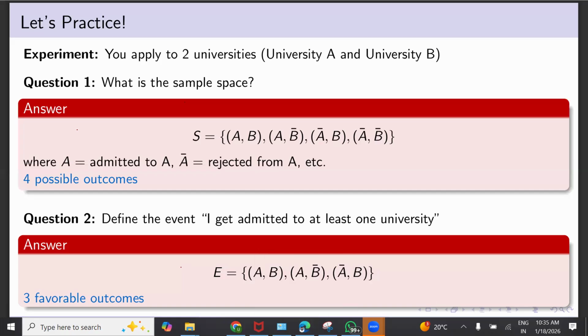Madhusmita, what was your answer? Sir, my answer is mutually exclusive, A intersection B. What do you mean by intersection B? Just tell me whether you agree with this answer or not. Sir, I agree with this answer. Okay, very good.